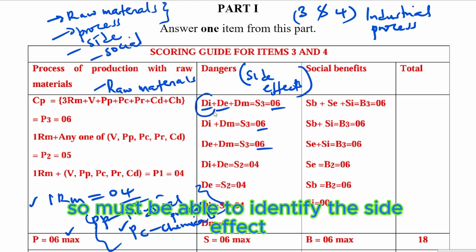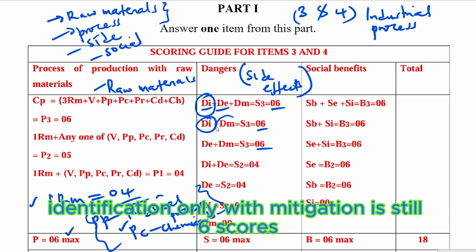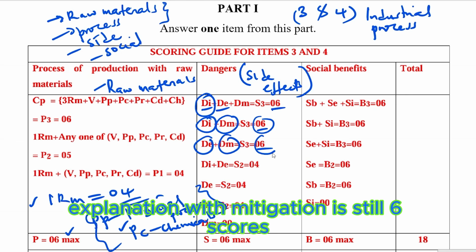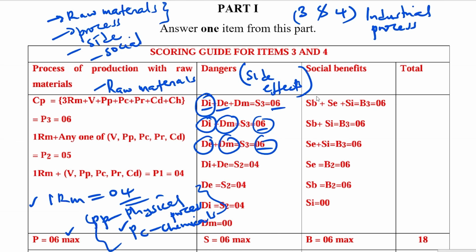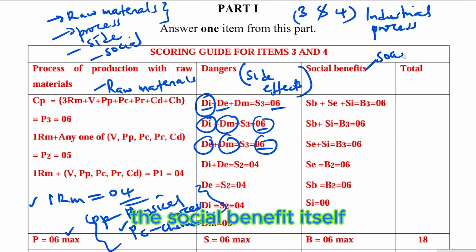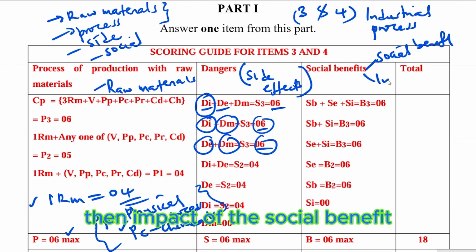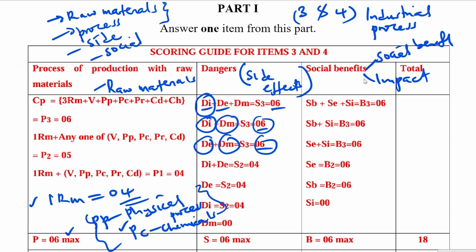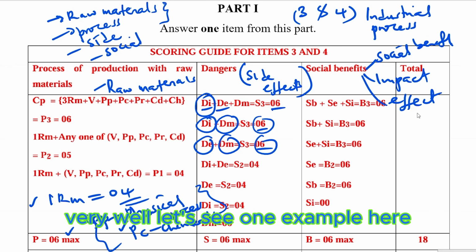So the learner must be able to identify the side effect. You see, identification only with mitigation is still 6 scores. Explanation with mitigation is still 6 scores. Of course, that was the scoring tool for last year. Then social benefits should contain 3 points: the social benefit itself, then the impact of the social benefit, then the effect of the social benefit. These should come out very, very well.